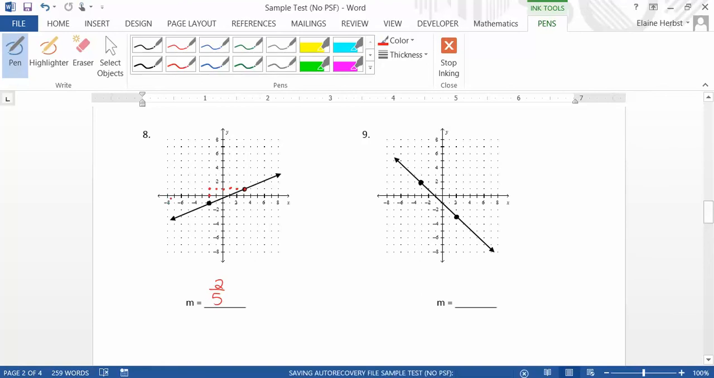Same thing with number 9. You count the up and the down first, the rise, whether you're going up from the point on the right to the point on the left, or down from the point on the left to the point on the right. Now I'm going to go down and then over. So down 1, 2, 3, 4, 5, over 1, 2, 3, 4, 5. So it's 5 over 5. Notice it is negative. The slope does go downhill from left to right. 5 over 5 is just 1. So my answer is -1, or you could have -1 over 1.